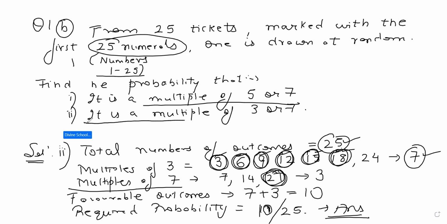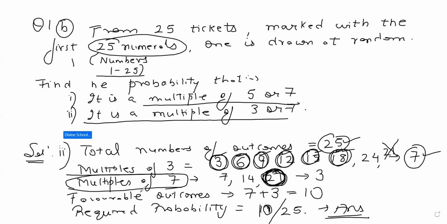In part 2, we were asked to find the probability that the tickets are a multiple of 3 or 7. The multiples of 3 are 3, 6, 9, 12, 15, 18, 24. Why have I not counted 21? I can write 21 also, but I'm not counting it because 21 is already counted here as a multiple of 7. I can't count the ticket more than once.